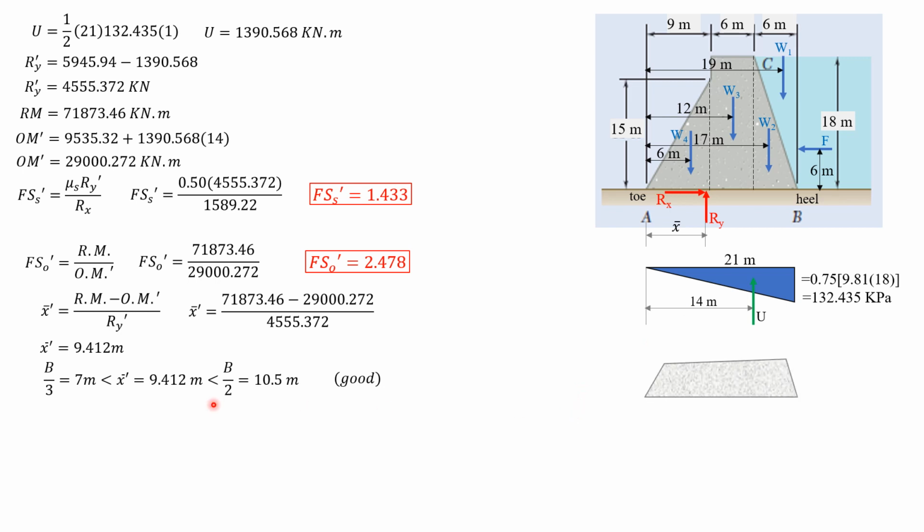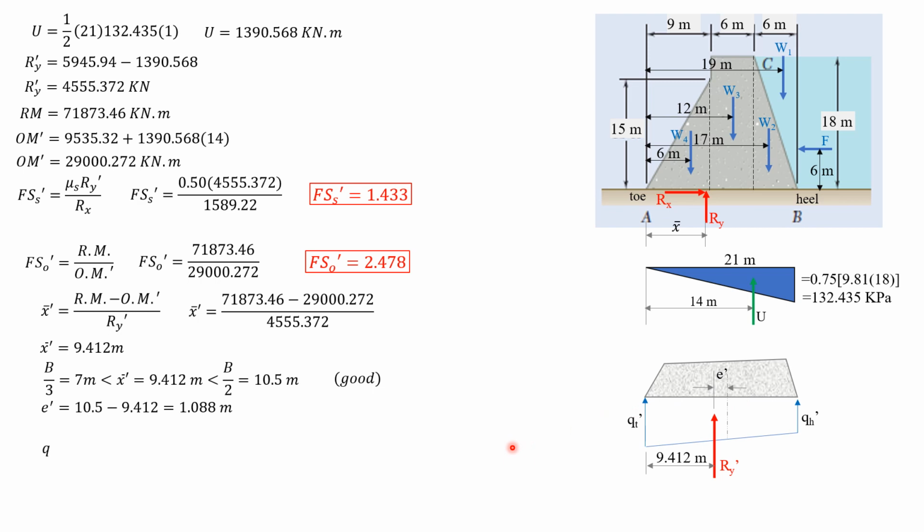So this is the soil pressure distribution expected, Q T prime, then Q H prime here. Then we have the Ry prime, whose location from the toe is x bar prime, which is 9.412 meters, and the distance between Ry prime and the center line is E prime, which is 10.5 minus 9.412 meters, so it is 1.088 meters as shown in the figure.